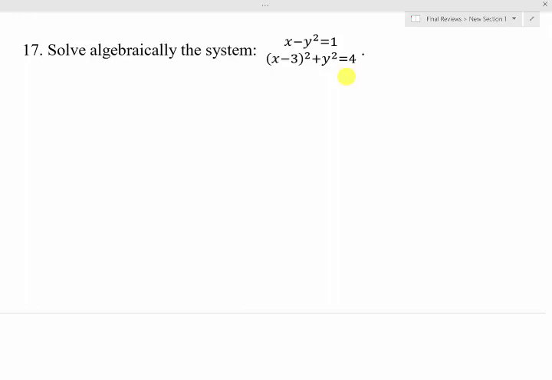I'm going to pick one of my equations and solve for that variable. I'm going to start with x minus y squared equals 1. Well, I know I have a y squared in my other equation. So if I solve for y squared, I can get rid of that squared term in my second equation, which would be nice. So I'm going to add y squared to both sides, and then subtract 1 from both sides.